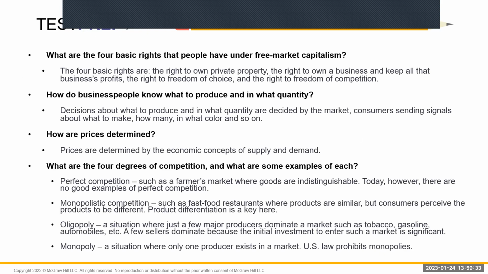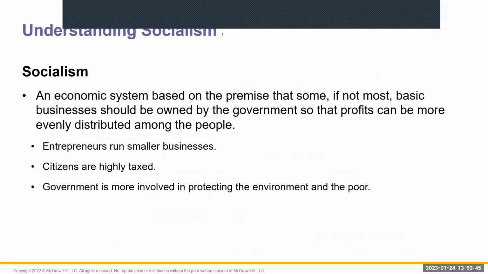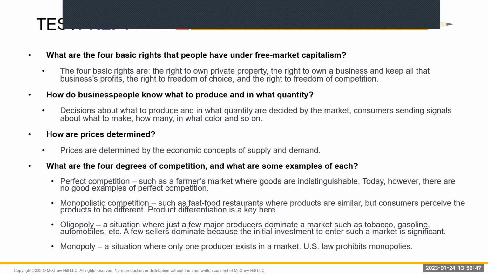So here's some test prep for you. The 4 basic rights people have under a free market. I'm not going to go over this now, but this is on the slide. The slides, of course, are always available to you. We can't go over it because then we're done. Okay. The 4 basic rights: the right to own private property, the right to own a business and keep all the business profits, the right to freedom of choice, and the right to freedom of competition. Those are the 4 basic rights under free market capitalism.